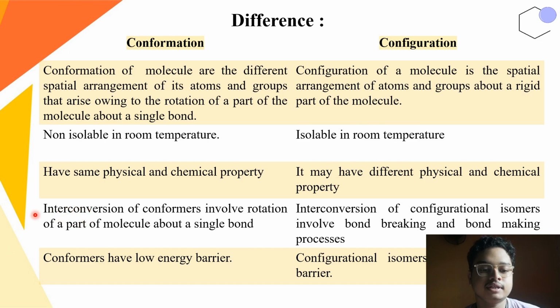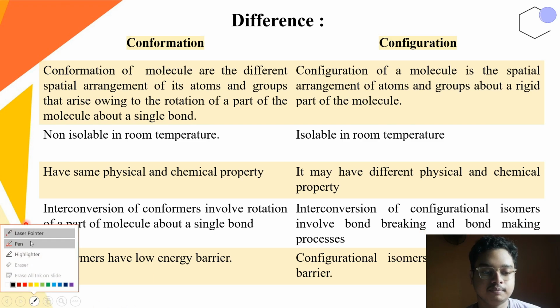Another difference is that interconversion of conformers involves rotation of a part around a single bond, which I've already discussed, whereas interconversion of configurational isomers involves bond breaking and bond making processes. Just a simple example here.